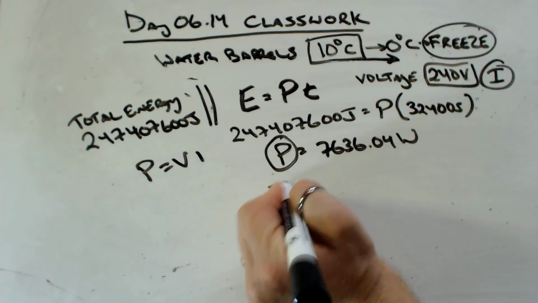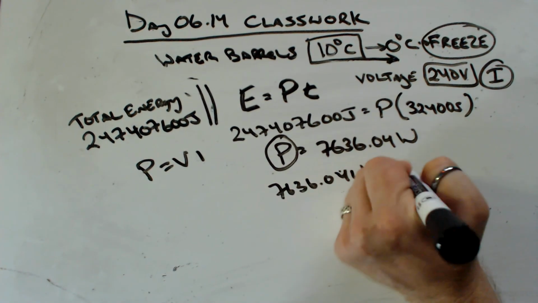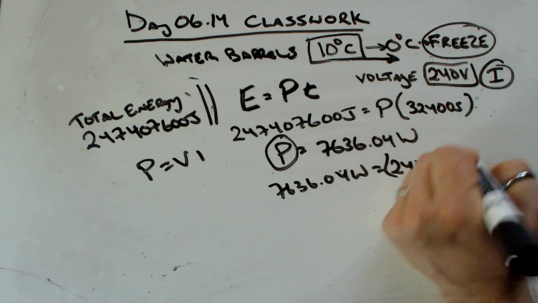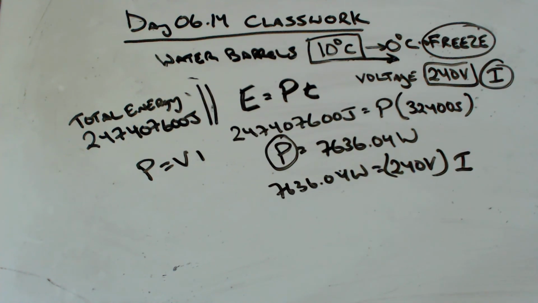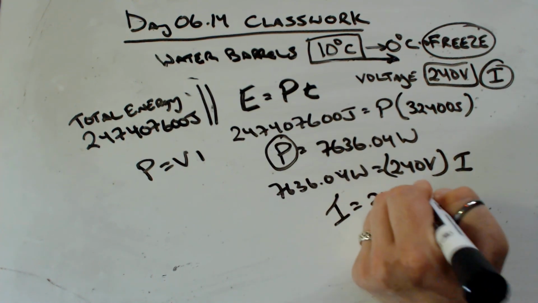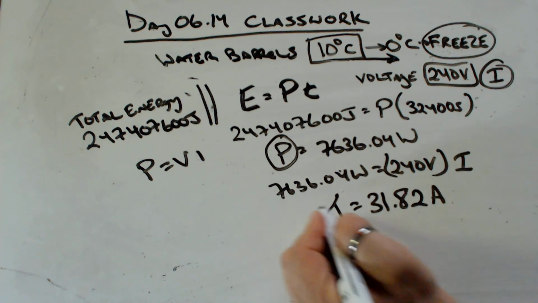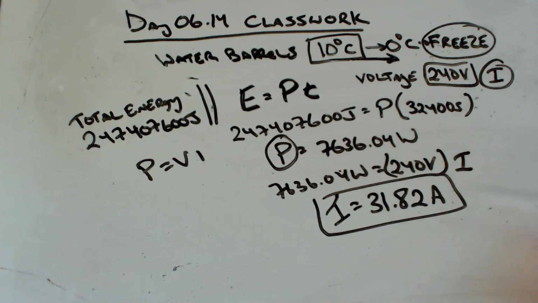So 7636.04 watts equals 240 volts times I. If I divide that number by 240, we get that the current has to be 31.82, if we round, amps. Which I would just round to 31.8, but it was 0.816, so I'll round up to 2.